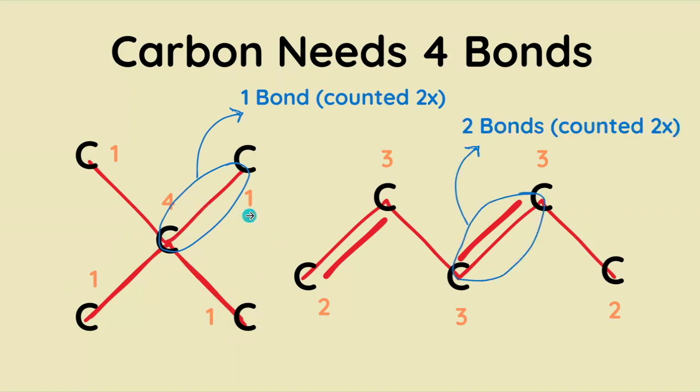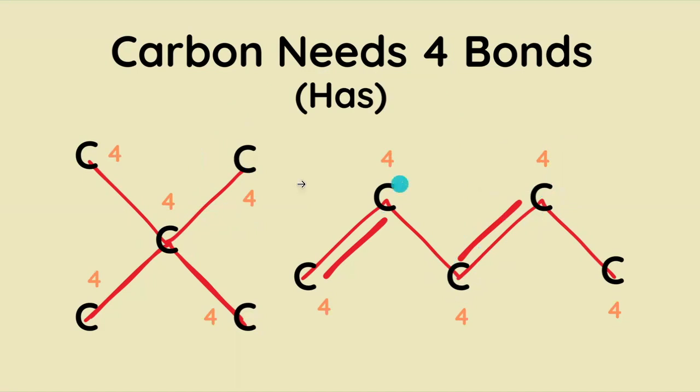And that also works for double bonds. This carbon has 1, 2, 3 sticks, this carbon has 1, 2, 3 sticks, and that's because we've counted this double bond twice, once for each atom. In reality, not only does each carbon need 4 bonds, it actually already has 4 bonds. The difference is we don't see all of them in bond line notation. We only see the carbon-to-carbon connections.